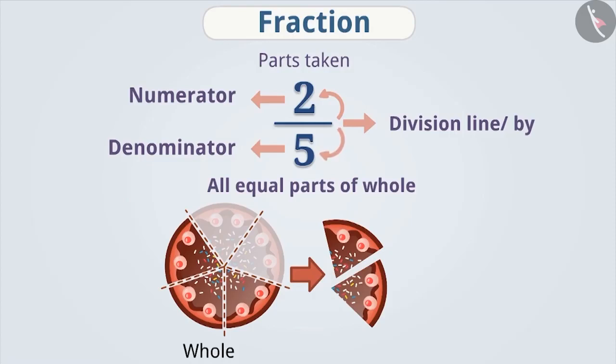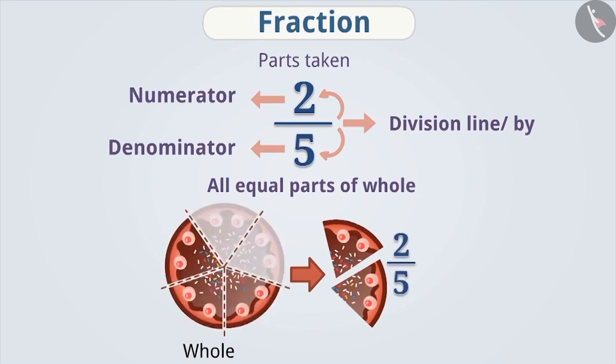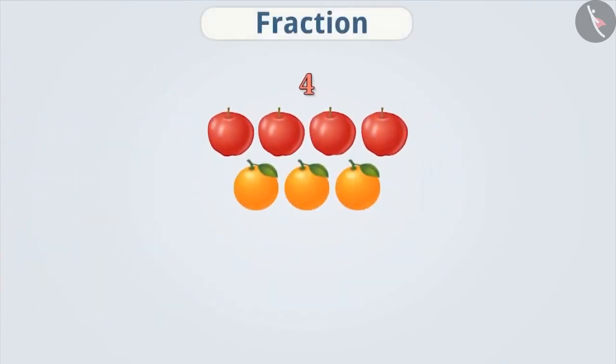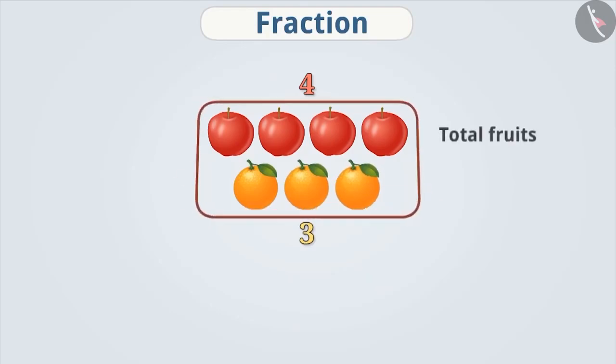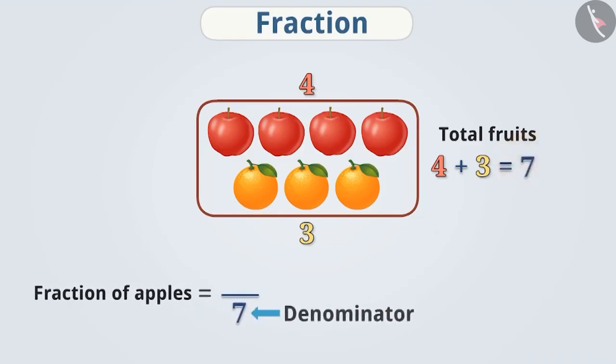It is not always necessary that a fraction represents a part of the whole thing. We can also use it for representing a part of a group. See here. There are 4 apples and 3 oranges. Therefore, the total number of fruits here is 7. If we have to find the fraction of apples in the total number of fruits, then how do we do it? Let me explain. Since the total number of fruits is 7, the denominator is 7, and we're considering 4 apples of them, therefore the numerator is 4. Thus, the fraction of apples among this group of fruits is 4/7.